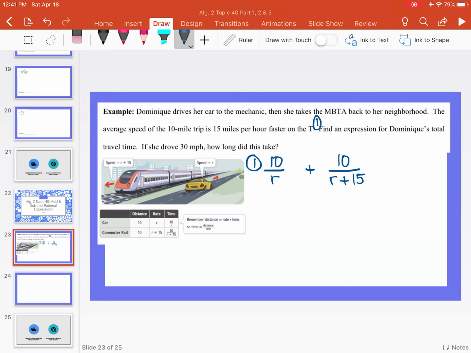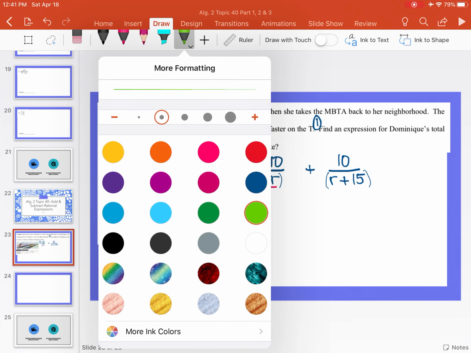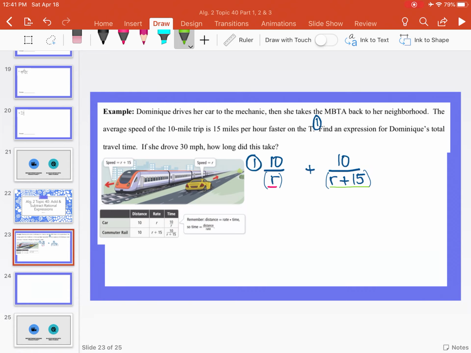Our first fraction is 10 divided by r, and our second one is 10 divided by r plus 15. But in order to simplify this, we need to get a least common multiple in the denominator. Our first factor is r, and the second one is r plus 15. So I'm going to multiply the first fraction, 10 divided by r, by r plus 15 in both the numerator and the denominator.